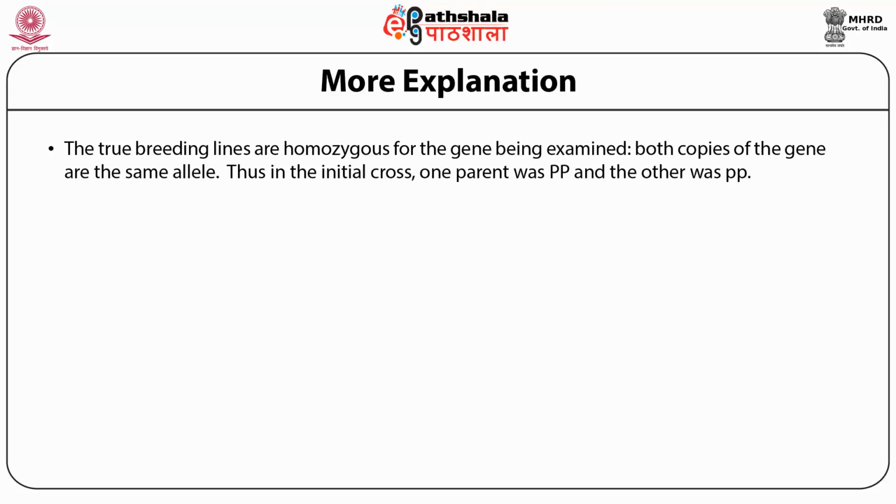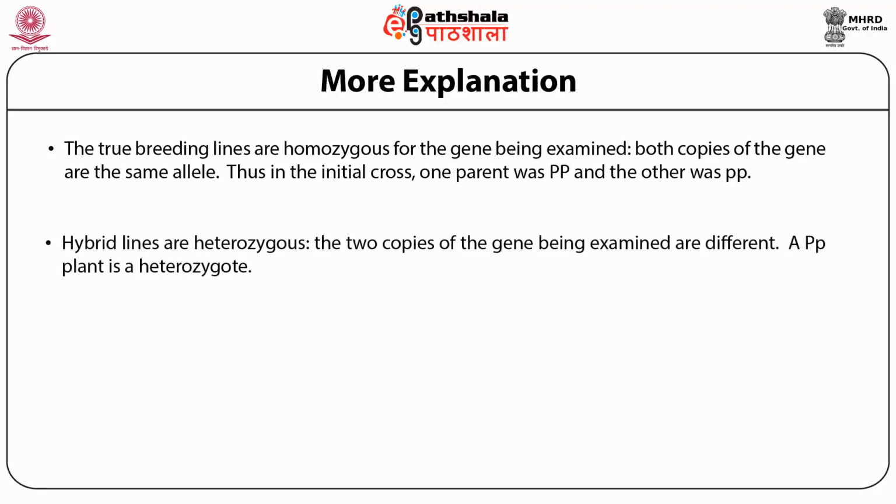More explanation. The true breeding lines are homozygous for the gene being examined. Both copies of the gene are the same allele. Thus, in the initial cross, one parent was capital PP and the other was small pp. Hybrid lines are heterozygous. It means the two copies of the gene being examined are different. A capital P along with a small p plant is a heterozygote.